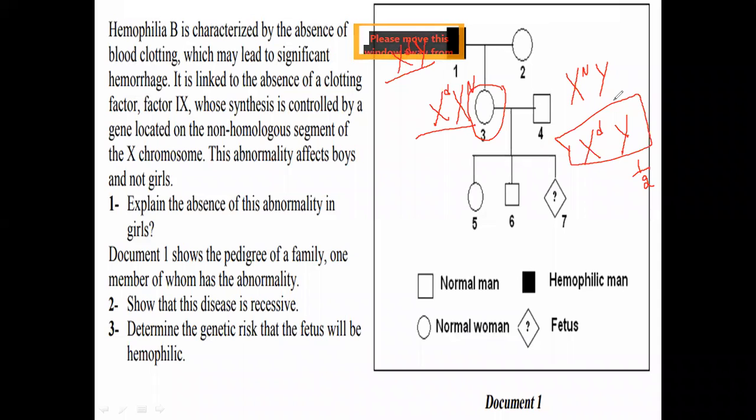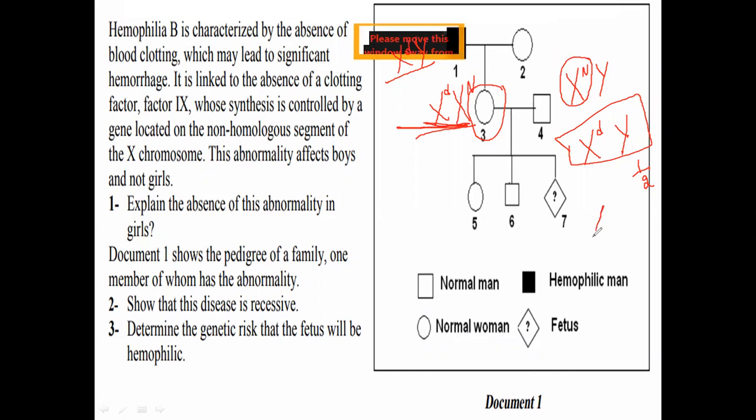Or if the fetus is female, the risk is going to be null. The risk is going to be 0. Why? Because of the X's here, either XN or Xd, but in the female, she will inherit XN from the father.